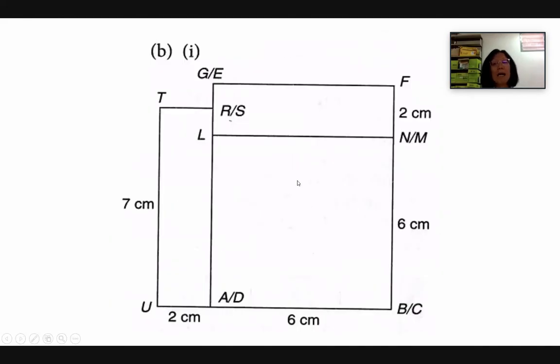For part B, part 1, the object that is seen from X, the prism EFGAD, it is higher. That's why you can see that the F, the G, it is longer.